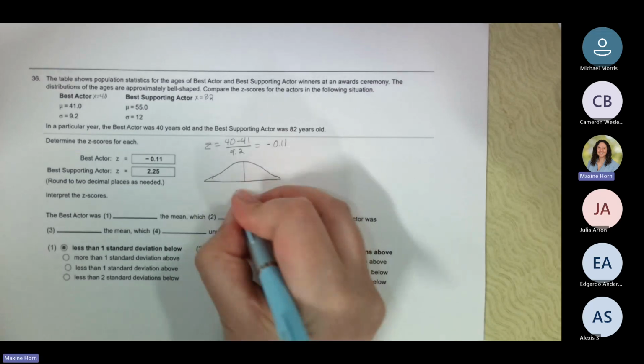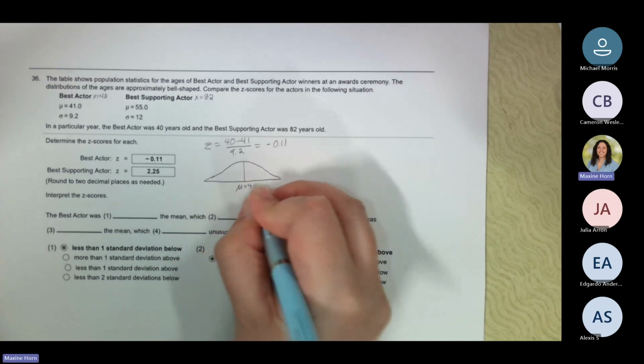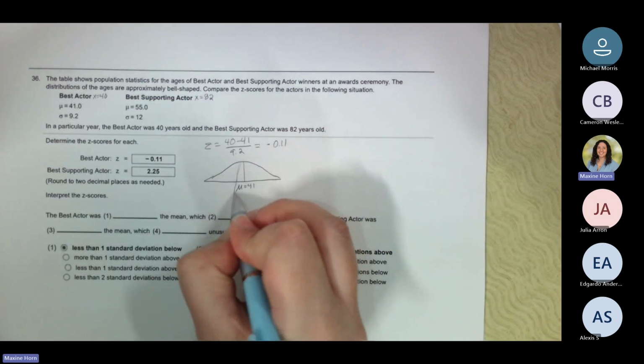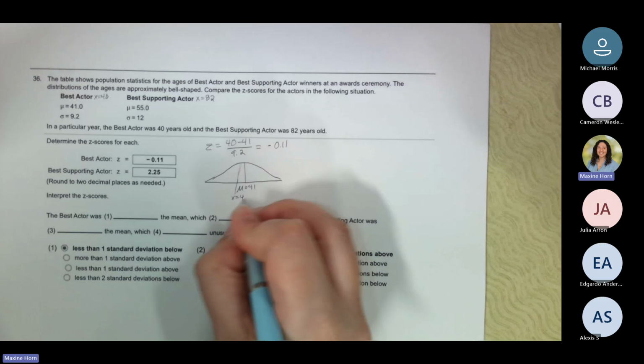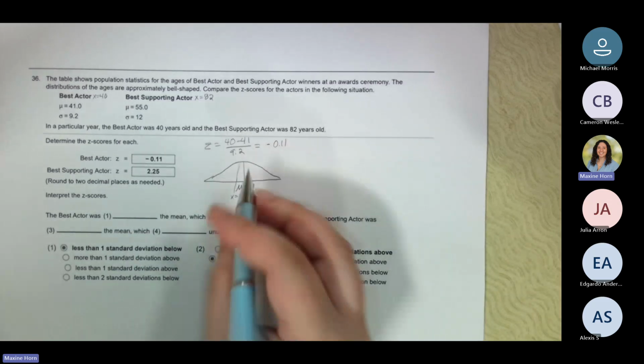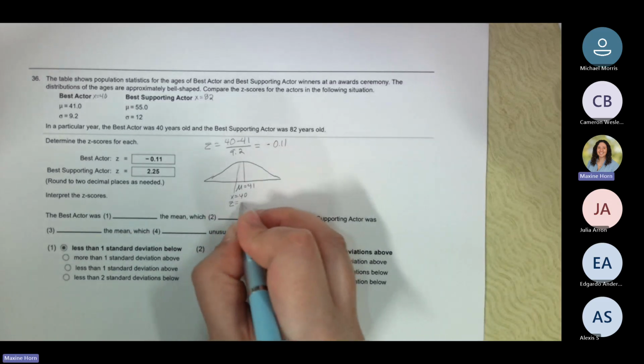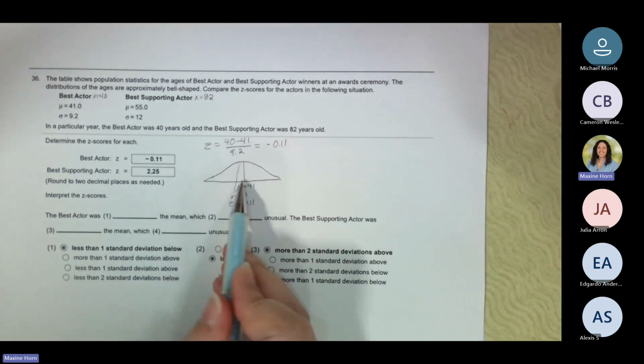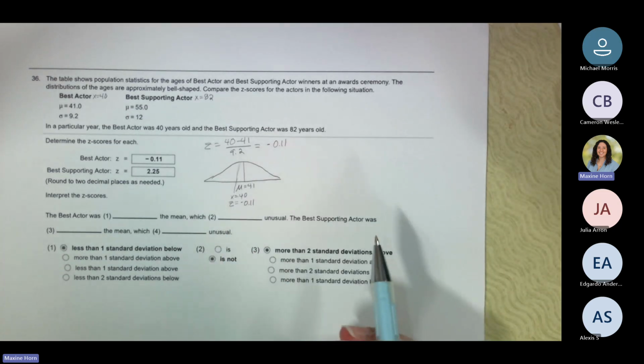we have a mean of 41. This data value of 40 is to the left. I mean, it's not far from the left, but it is to the left. In fact, it's negative 0.11 standard deviations to the left of the mean.